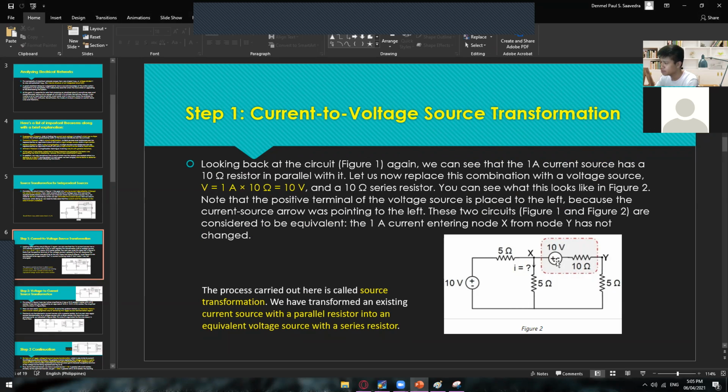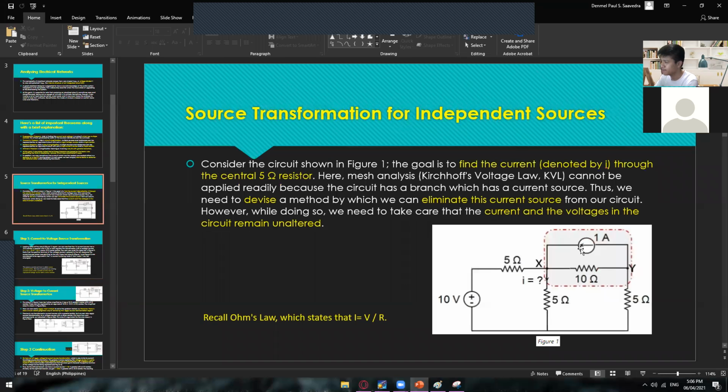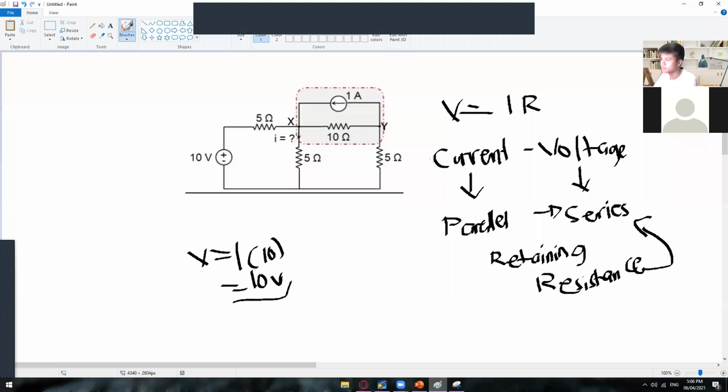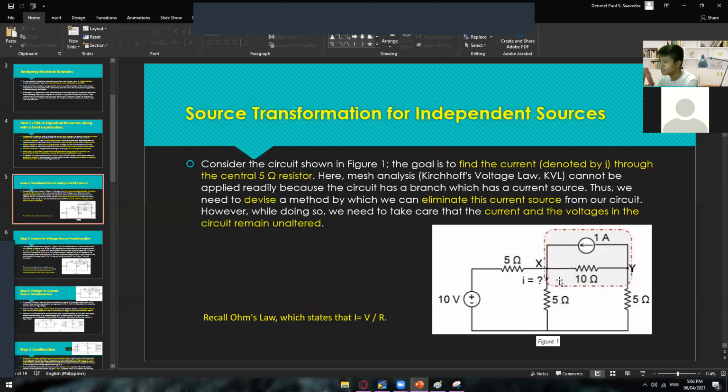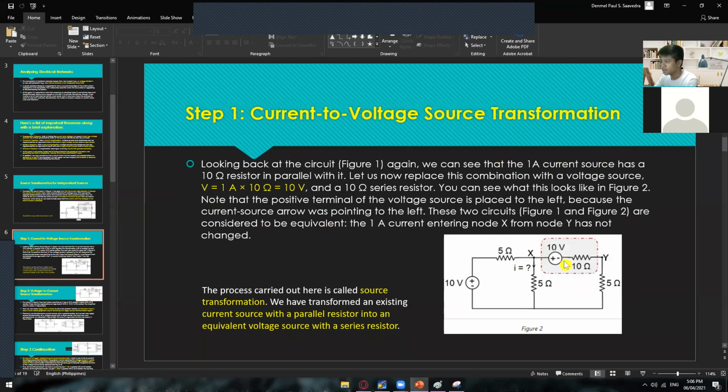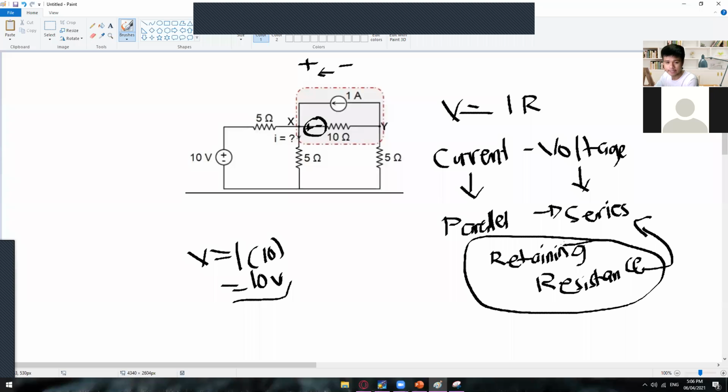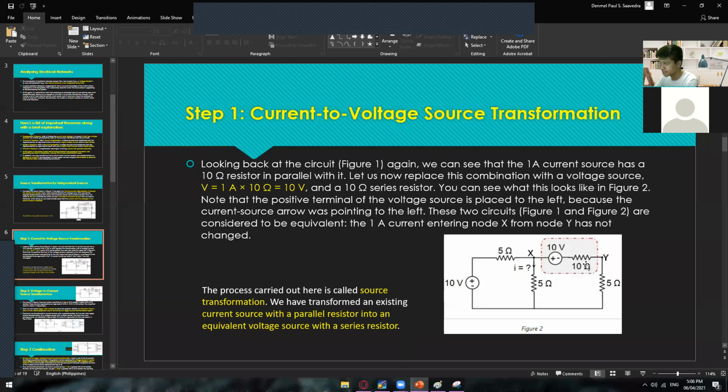And one more thing, for you to know the polarity, wherever the current is flowing, from here it's flowing in there. So this one is the positive polarity, and the tail is the negative polarity. That is why if you convert this into a voltage source, this is your positive and this is your negative, which is now the same with this one. At the same time, we have retained the resistance, which is still 10 ohms, but they are now in series connection.